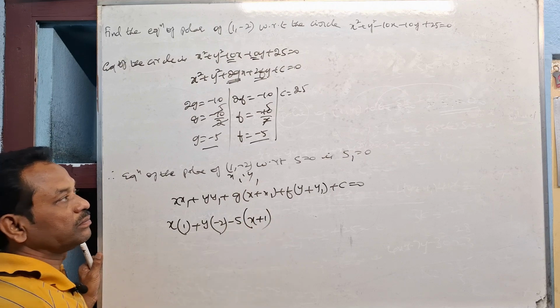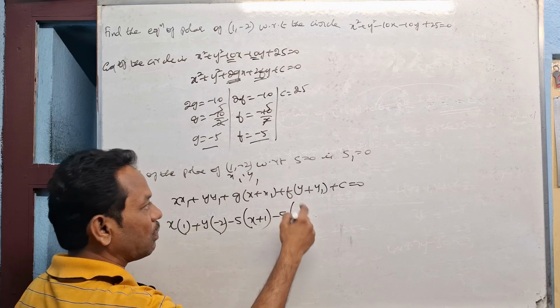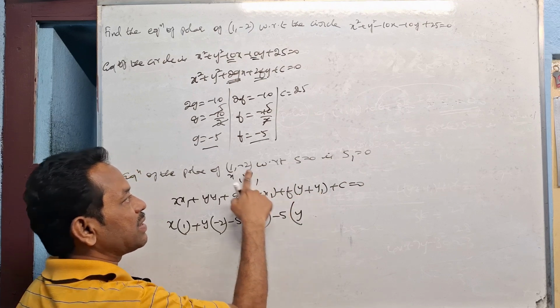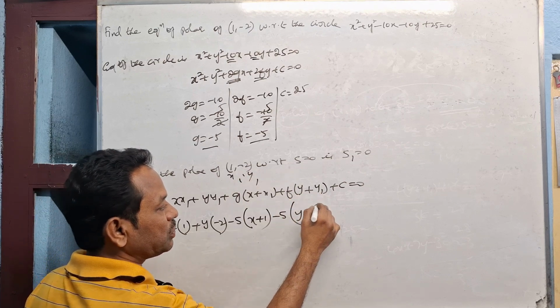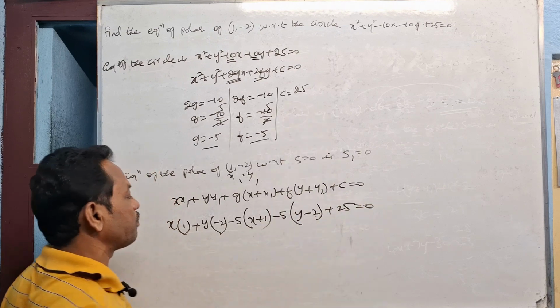So I'll get plus 1. Now the value of f is minus 5, so minus 5 into y as it is. y1 is nothing but minus 2. Let me take minus 2 plus c is nothing but here 25 equal to 0.